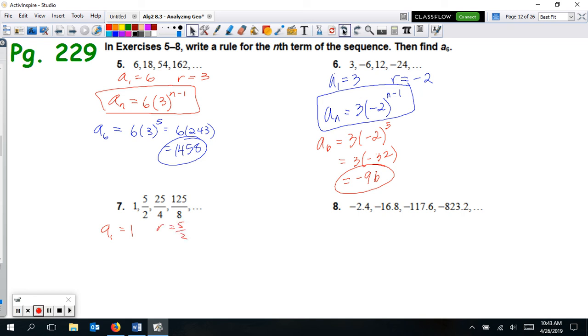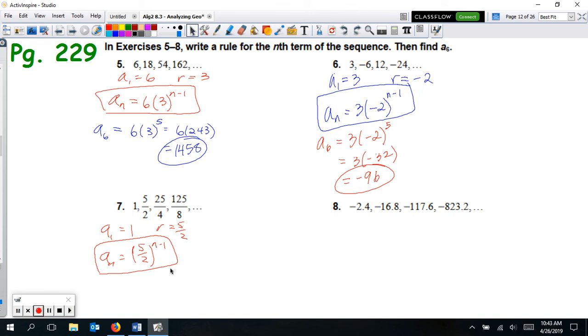So we'll put that in now. Our a of 1 is 1. If our a of 1 is 1, we actually don't need to write it. It doesn't make any sense to write 1 here. We can just put the 5 over 2 to this exponent. That's all we really need. So a of n is equal to just the 5 over 2 to the n minus 1. We assume there's a 1 in front of this. You can write the 1 if you want, but you don't need it.